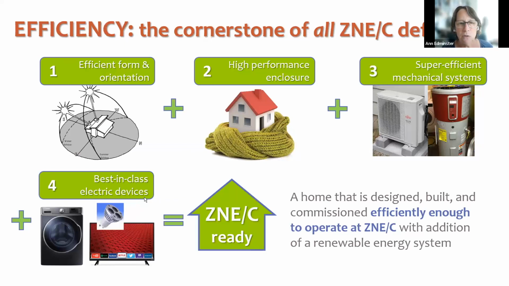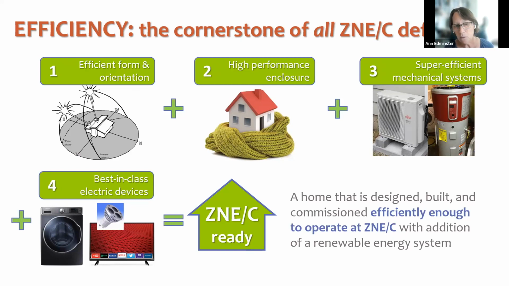Okay, coming back to our cornerstone of efficiency that underlies all of these definitions. There are several categories of efficiency that we look at. Efficient form and orientation, which is a favorite of mine, and I would say tends to be the most overlooked, partly because in our energy modeling, which is our major tool for looking at energy performance, both the standard and the proposed design use the same form and orientation. So it's easy to forget the importance of those variables.